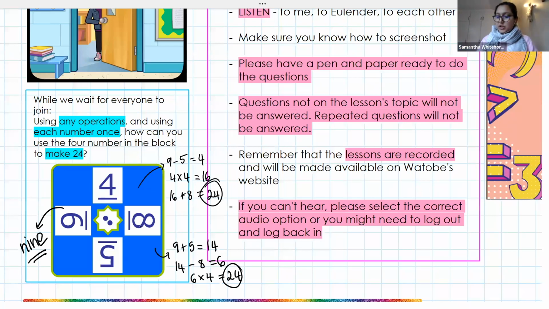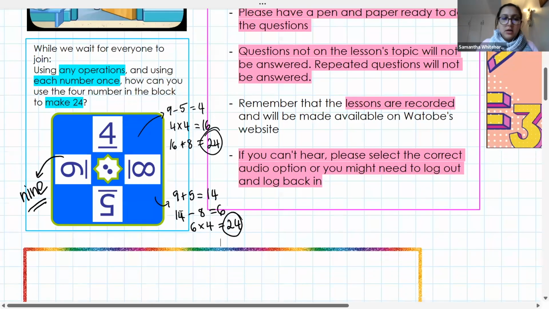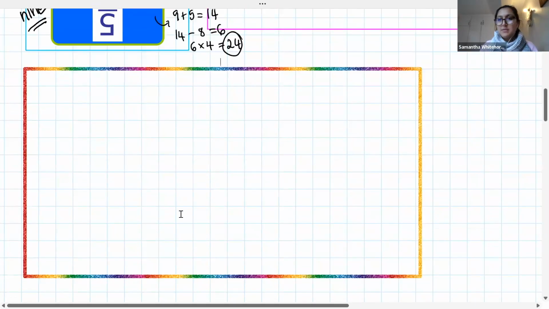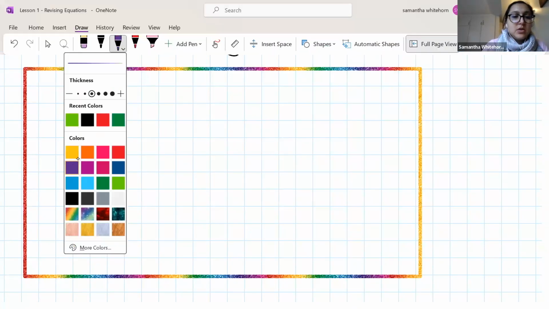Let's start with our equations. So guys, before we get started, there are a couple of really important things we need to remember, because we don't want to make silly mistakes when it comes to solving an equation. If we can remember these things, hopefully we should be okay.